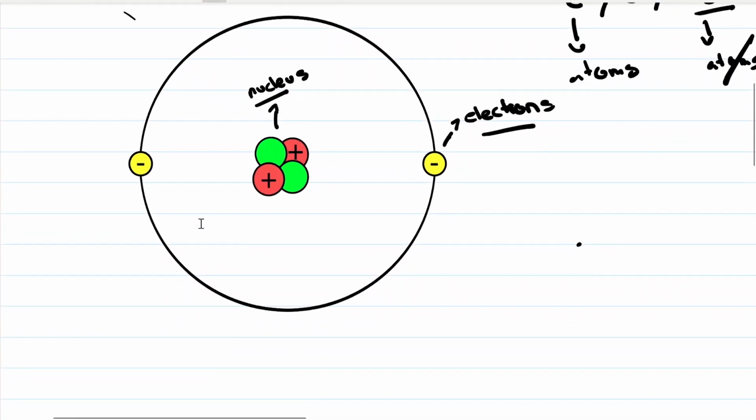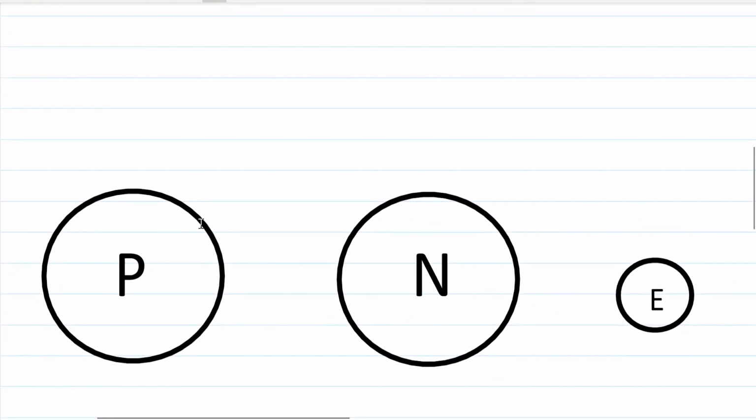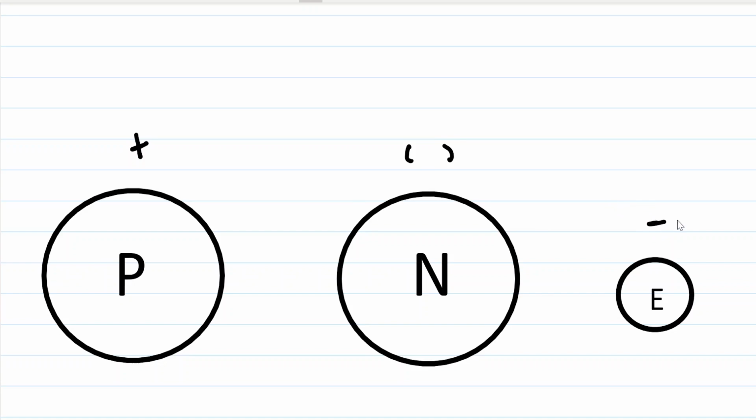Let's look at these three subatomic particles in a bit more length here. Obviously this diagram is not to scale, but it gives a general idea. This is an example of a proton here, and it's very important that a proton has a positive charge. That comes from the name, proton, positive. Neutrons have a neutral charge, and electrons have a negative charge. These are the charges that characterize each of these subatomic particles.